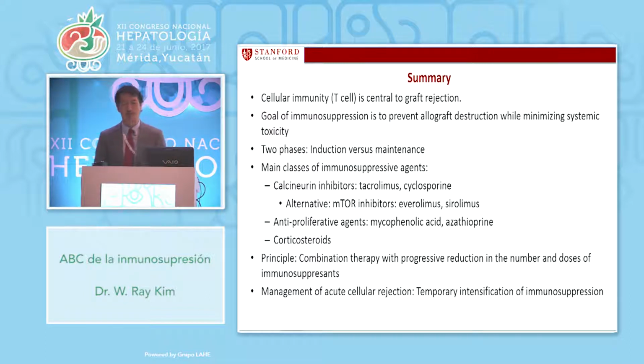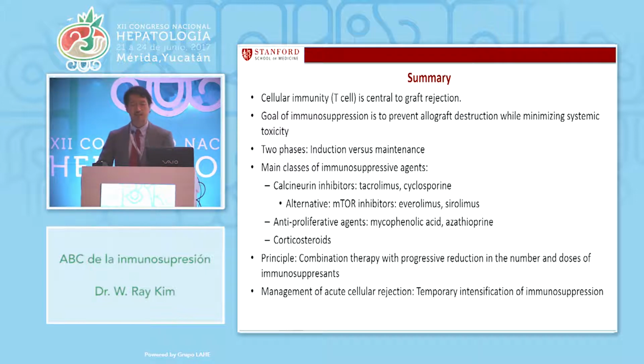So I'd like to summarize that cellular immunity by T cells is central to graft rejection. The goal of immunosuppression is to prevent allograft destruction while minimizing systemic toxicity. There are at least 2 phases: induction versus maintenance. Induction is more to prevent rejection. Maintenance is to promote adaptation.